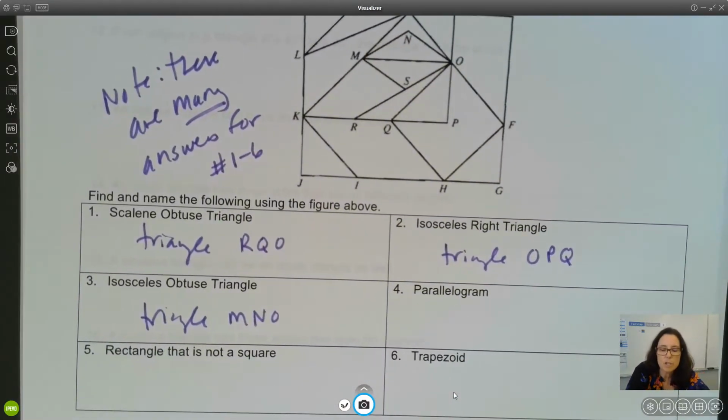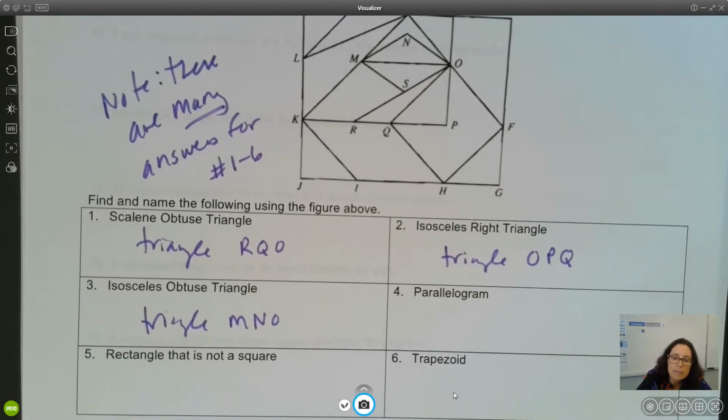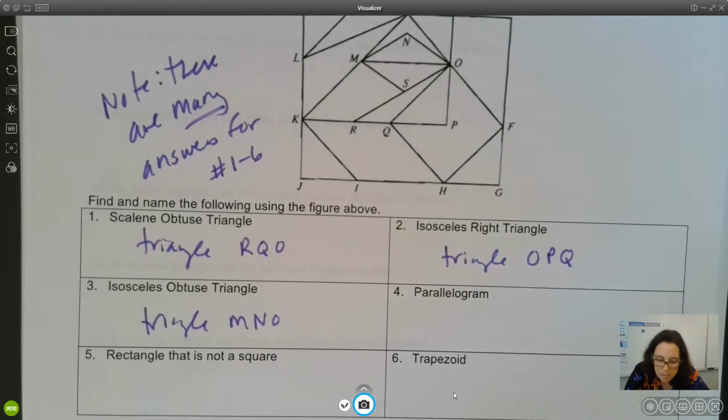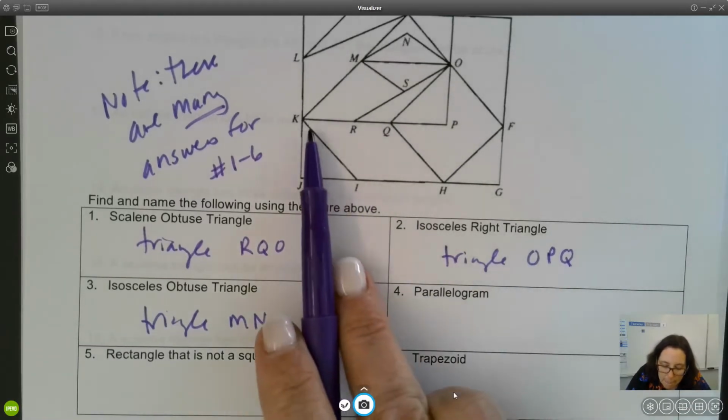A parallelogram. The definition of parallelogram is two pairs of parallel sides, a four-sided figure. Usually a parallelogram, you kind of sit on a corner and it kind of squishes it over. So it's important to understand a rectangle is a parallelogram. Let's look at this guy right here maybe.